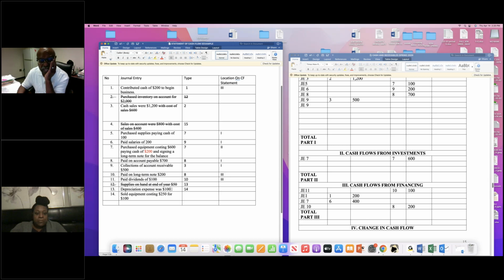And then on number 14, it said we sold equipment for $250, and it cost us $250 for 100. Okay, so sale of a non-current asset. Wait a minute, let me see my types. That's a 6. Type 6. That's a 6.